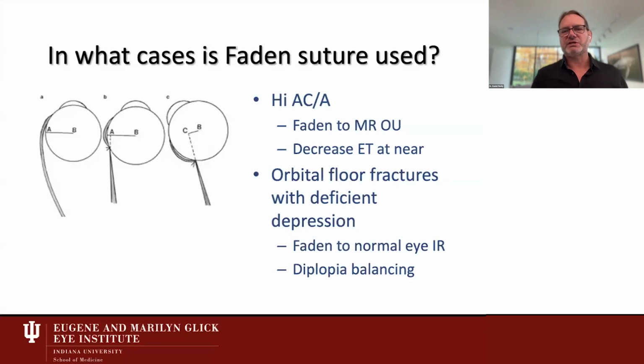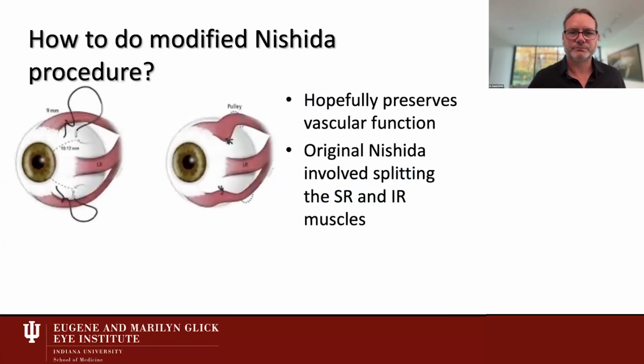The other time that I'll use this is the orbital floor fractures. So people get an orbital floor fracture and the inferior rectus on that side gets damaged or trapped, and maybe doesn't work even if it's repaired. And now the eye doesn't go down the way it should, but the other eye is going down normally, and they get these big hypertropias in down gaze. Well, if you do a Faden on the normal eye and limit the inferior rectus on that side, now both eyes don't go down as well, and you'll get a greater range of diplopia-free balancing. It's not perfect, but it helps a little bit.